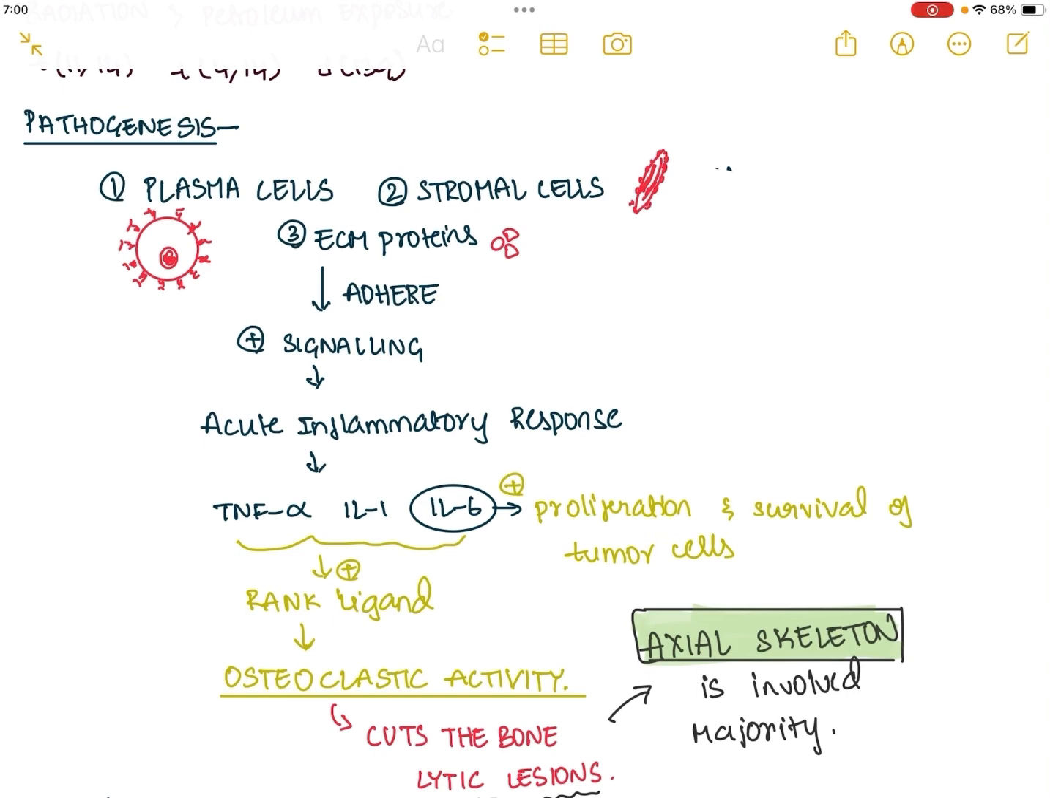In response to that, our body releases interleukin-1, interleukin-6 and TNF-alpha. I have asked you to remember interleukin-6, which is very important for the survival of these tumor cells. It favors the proliferation and the survival of tumor cells. And many other things are also involved. So TNF-alpha, interleukin-1 and other interleukins cause RANK ligand stimulation. This RANK ligand, as we all know, causes osteoclastic activity.